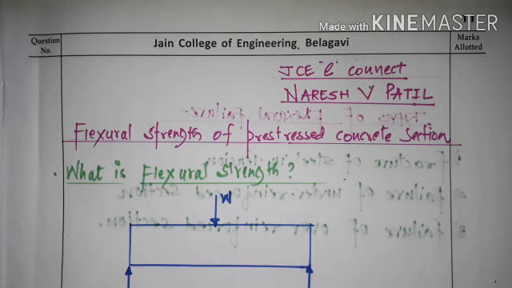The flexural strength of the section is nothing but the bending strength of the section, which is developed by the internal material provided in the section, or it is nothing but the internal resistance of the section. So internal resistance is very important for the design of a flexural member. We'll discuss the flexural strength first.